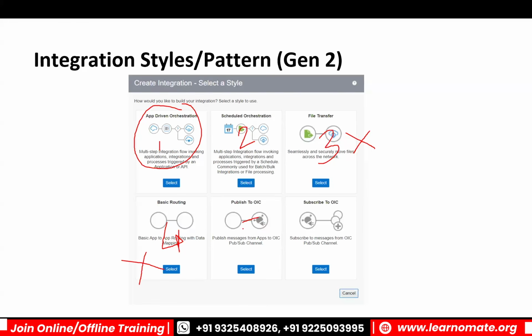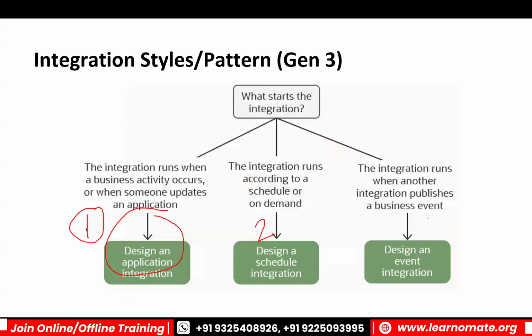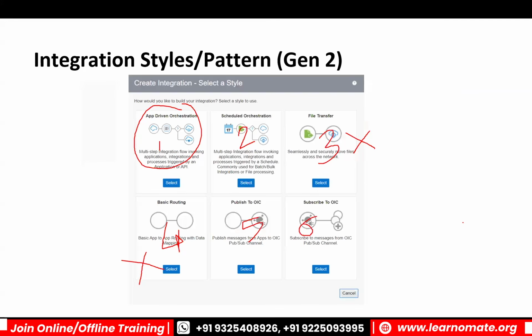Now the fifth and sixth, publish to OIC and subscribe to OIC, are still there in generation 3, but they got rebranded as events. So you can call this 5 plus 6. Event is nothing but publish to OIC and subscribe to OIC. That is how there are 3 patterns in generation 3 and 6 patterns in generation 2. There is no change in the pattern itself.